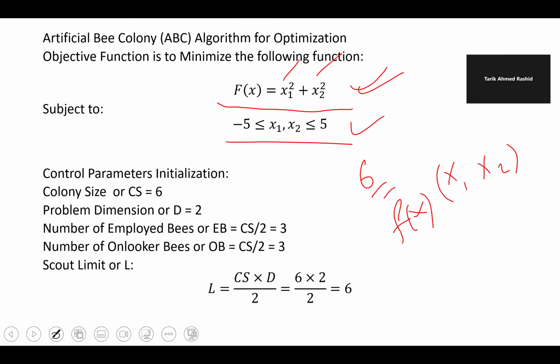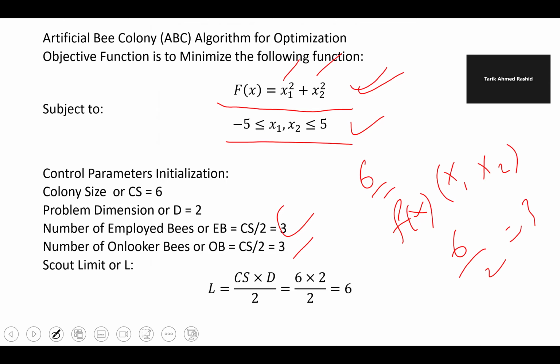Number of employed bees, or EB, will be colony size over 2. So 6 over 2, that's 3. So 3 is the number of bees. We take 3 agents, 3 bees, 3 solutions. Now, the number of onlooker bees, again, is 3. That's how we can get it.